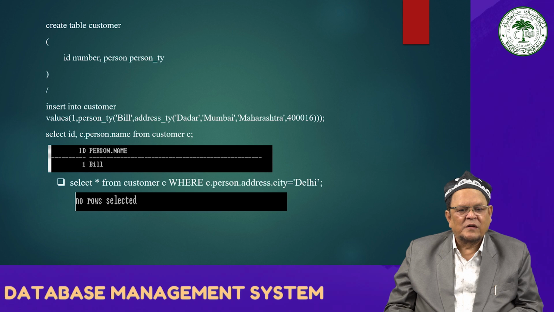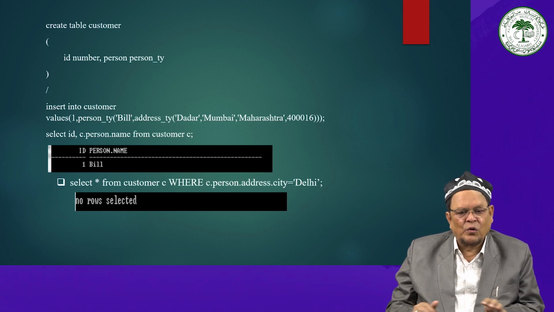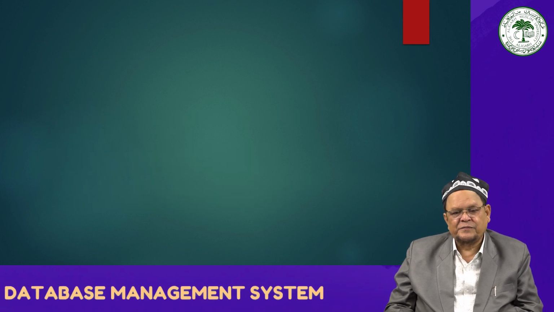When you enter ID, person dot name is equal to bill. Select star from customer where, you can also add a condition. For that, C person dot address dot city is equal to Delhi. Then no row selected. You have inserted the value Maharashtra, Bombay, whatever you have entered, but you have not inserted Delhi. That's why it shows no row selected.